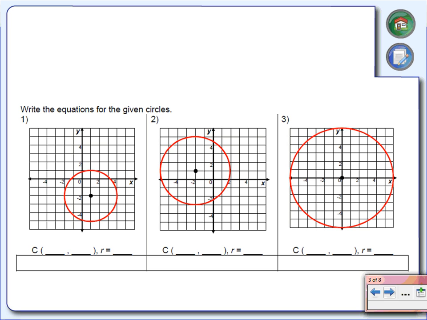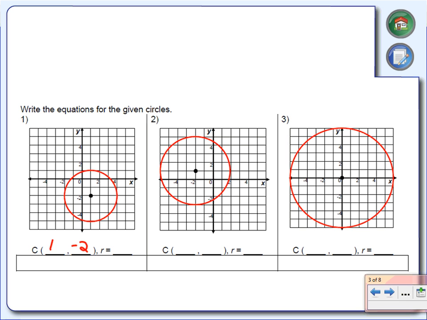We're given three circles here. And from those three circles, the first thing we're going to do is find its center, and we're also going to find its radius. And once we have those two things, we'll see if we can come up with an equation. So if we take a look at number one, the first thing I need to know is what is the center of that circle? What's the ordered pair? (1, -2). So write that down. (1, -2) is the center of that circle.